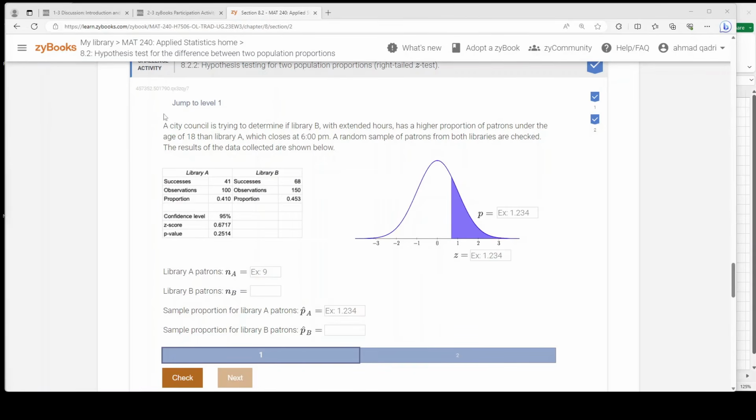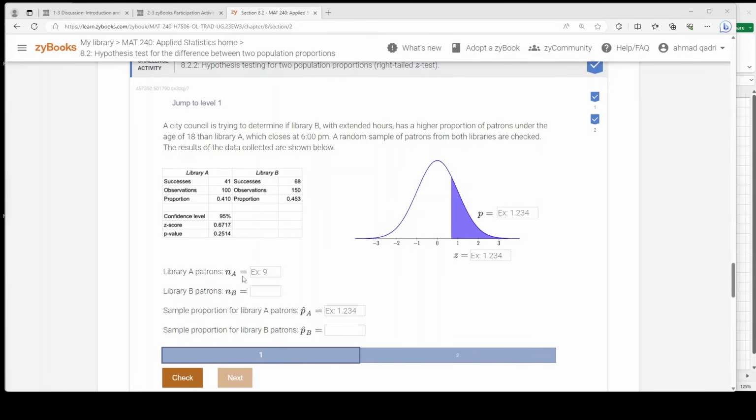This is challenge activity 8.2.2, and this is about hypothesis testing for two population proportions, and it's a right-tailed z-test. The question is, a city council is trying to determine if library B with extended hours has a higher proportion of patrons under the age of 18 than library A, which closes at 6 p.m. So the proportion is higher for library B than A. That is the claim. A random sample of patrons from both libraries are checked, and here are the results.